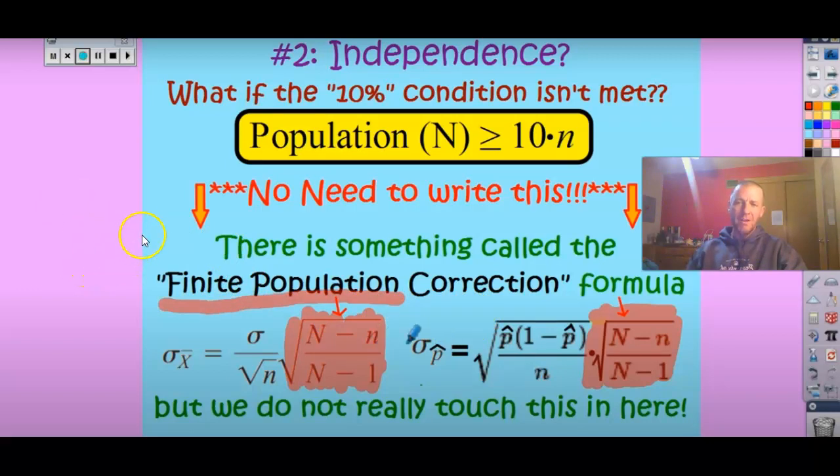But I want you to be aware it does exist. We're not stuck every time we can't meet the 10% condition. It's just that we've got to do some extra stuff. And for whatever reason, Darren and the rest of the brain wizards decided we're not going to include that in AP Stat.